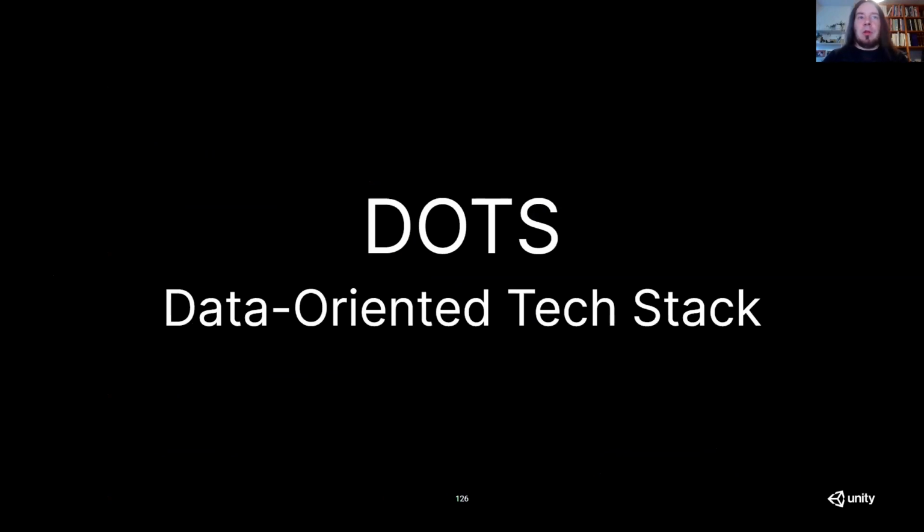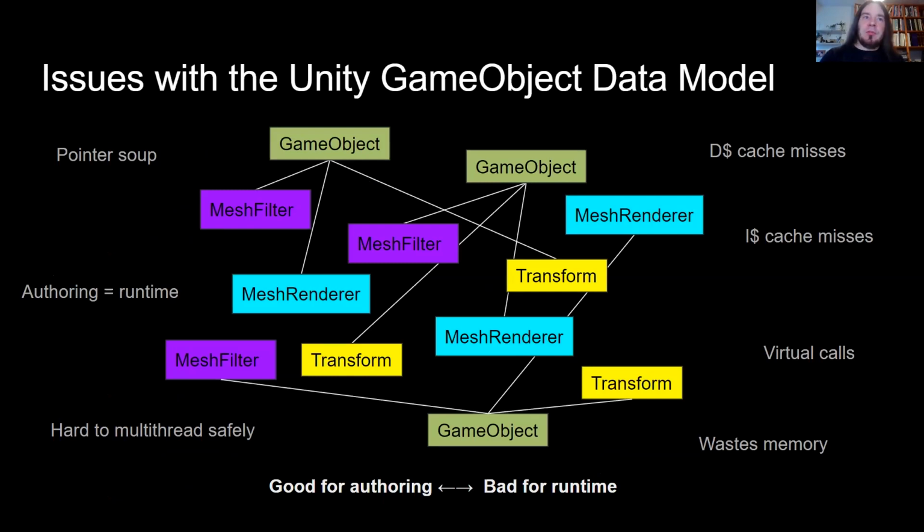The DOTS architecture is the cornerstone of Unity's new improved runtime. Let's delve into the reasons why we chose to build DOTS and what it provides us. Unity is using a classic object-oriented data model with deep class hierarchies. This kind of data model is great for content authoring and prototyping, but the runtime performance is lacking.